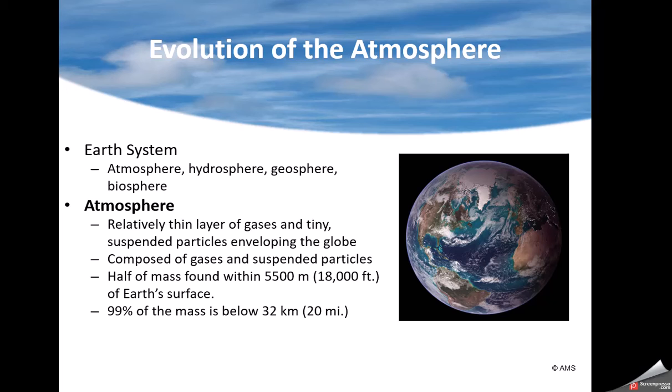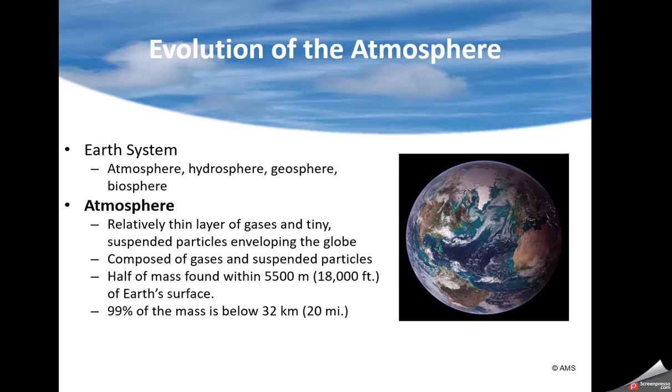When we look at the Earth, we have a system. We call it an atmosphere, a hydrosphere, which is water, a geosphere, which is more the ground, the rocks, and then the biosphere is plant life, us. And here, for example, the atmosphere is relatively thin. I was talking about that. It's composed of gases and suspended particles. There are particles of dust and other objects in the atmosphere.